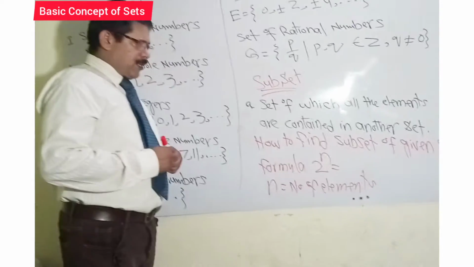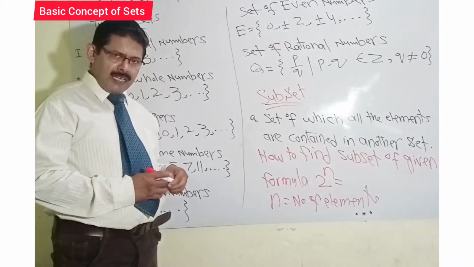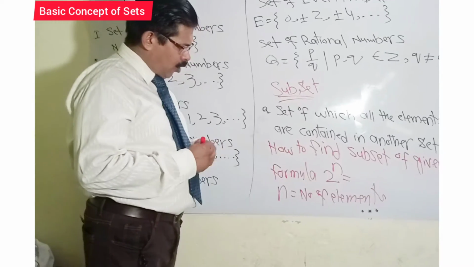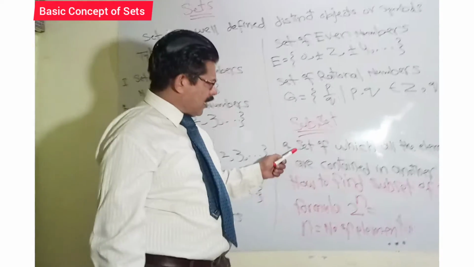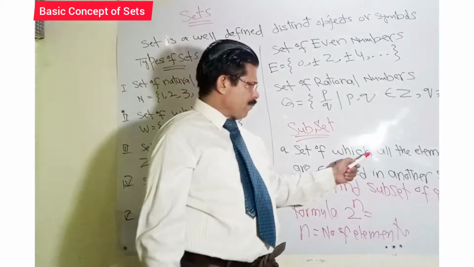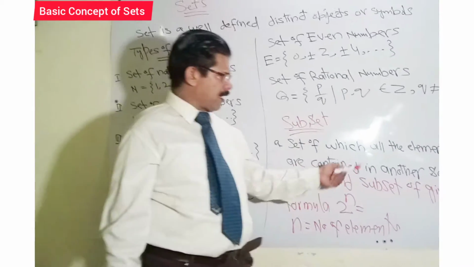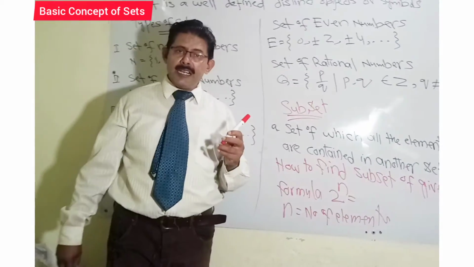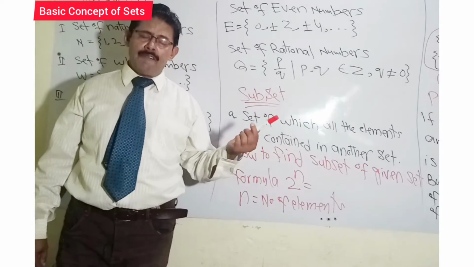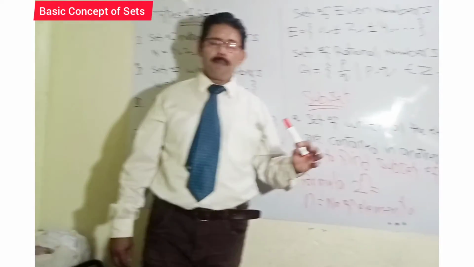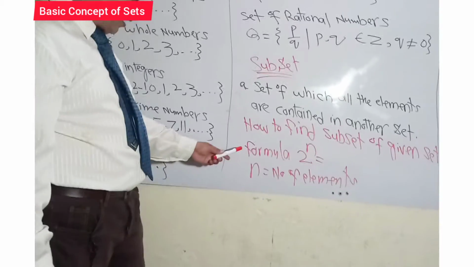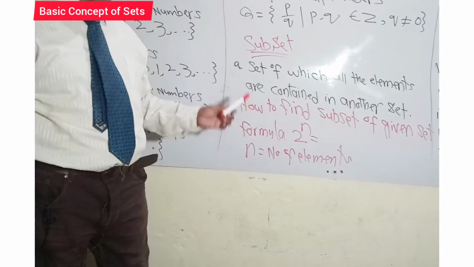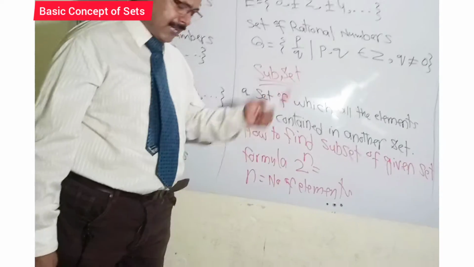Now we explain subsets. First of all, I will define what's meant by subset, and after that I will explain the methodology to find subsets. A subset is a set of which all the elements are contained in another set. How to find subsets of a given set? Subsets of any given set can be found very easily by applying this formula. The formula is 2 to the power n, where n means the number of elements.